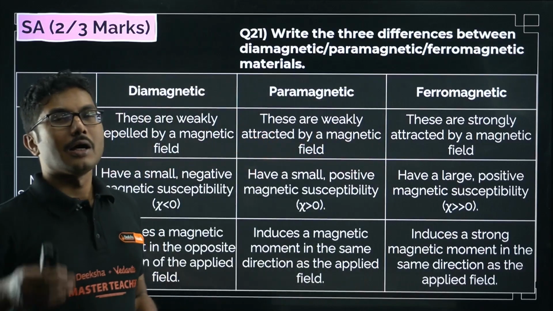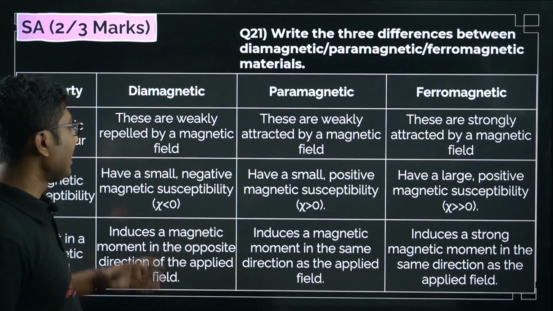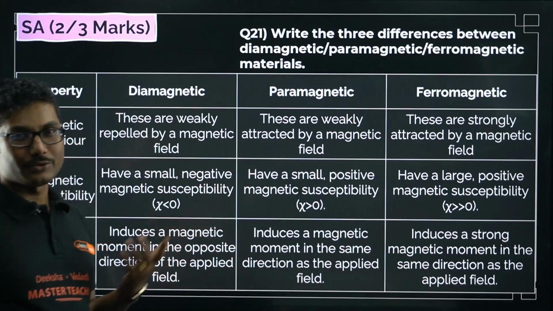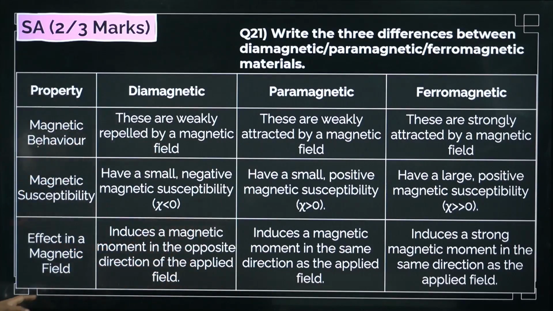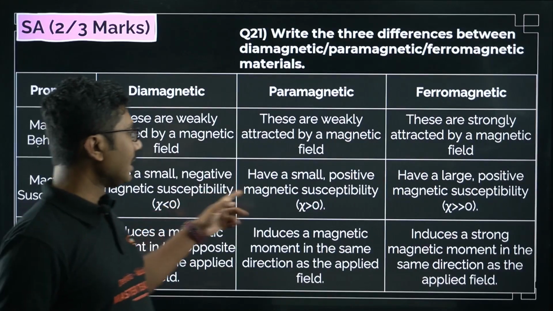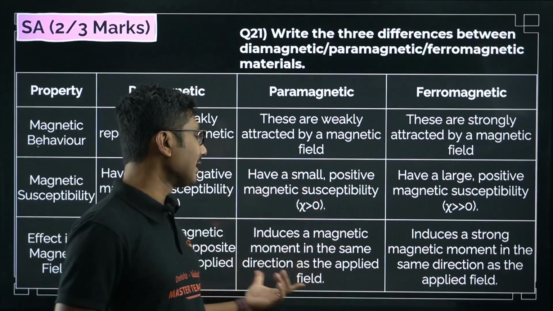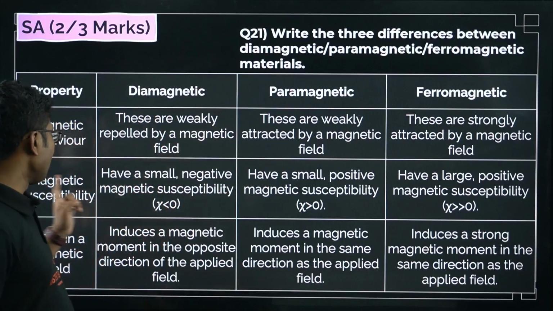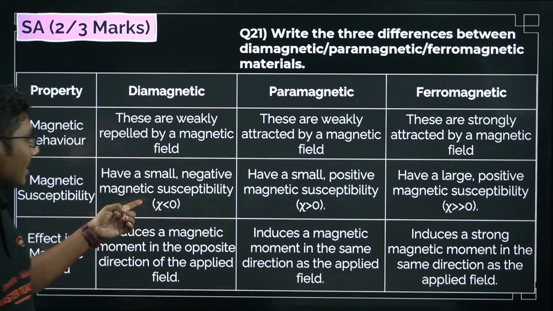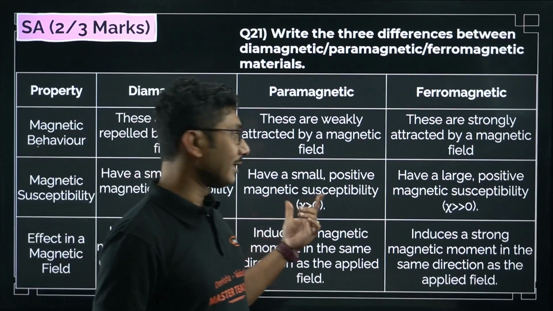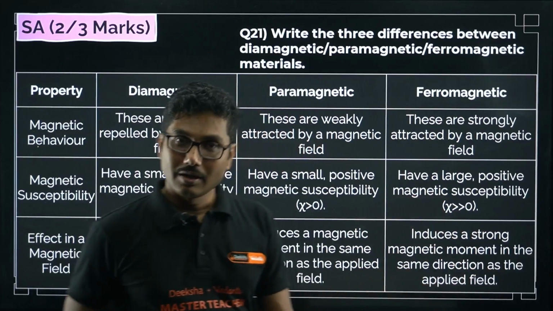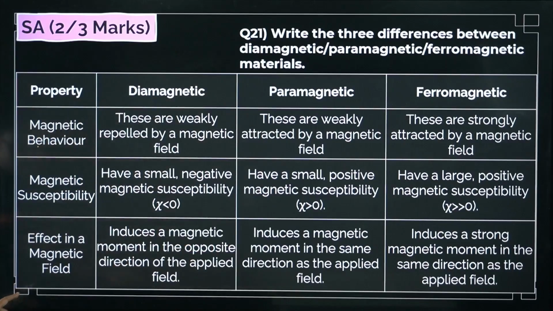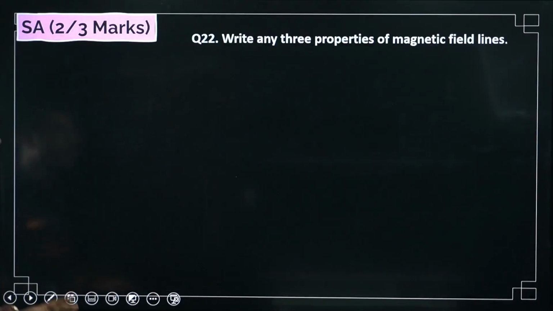You can write the relative permeability as well. Relative permeability is basically 1 plus chi, so that is also very, very simple. In case of diamagnet, it is small but less than 1; for paramagnet, it is small and greater than 1; for ferromagnet, it is very, very much greater than 1. Okay, that is, the 0 will be replaced by 1. That is another point if you want to remember.